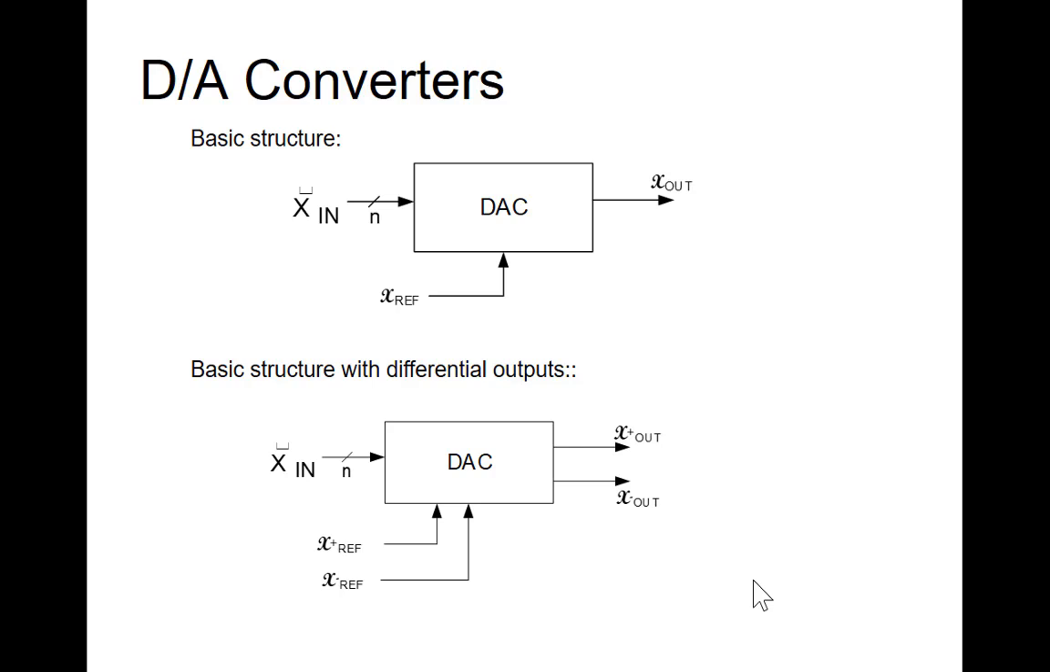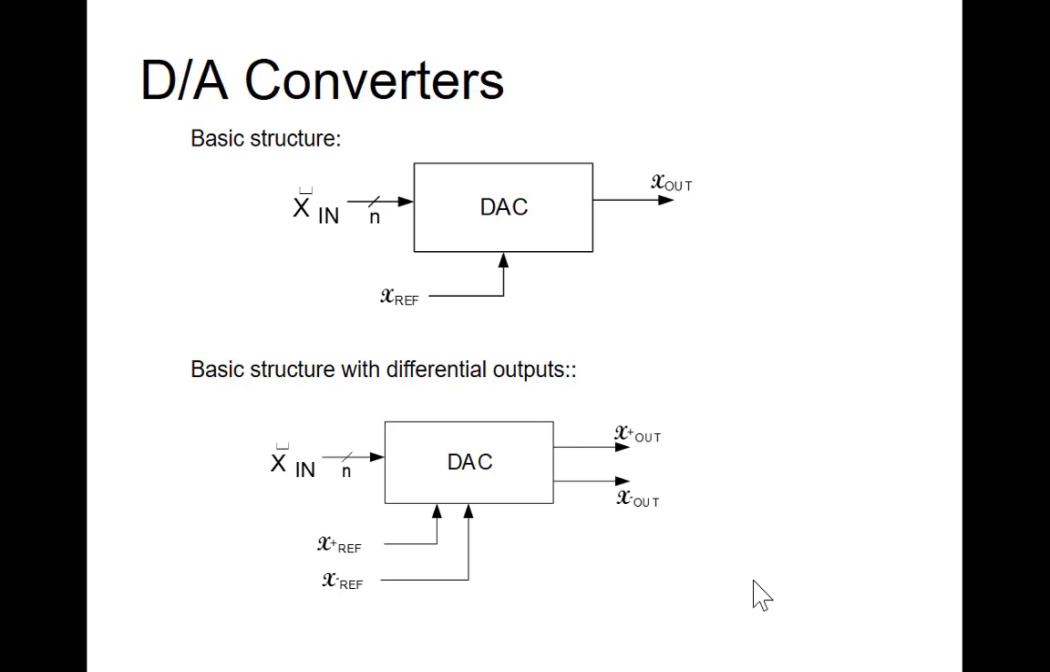This is the DAC. This is supposed to be the input vector, so that square on top is supposed to be a caret. It indicates an input vector, n bits wide. There's always a reference on the DAC. And then the output is an analog representation of the input relative to the reference voltage of the DAC.